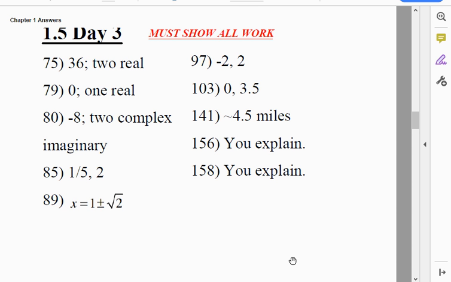85, the two answers are 1/5 and 2. 89, the two answers are 1 plus the square root of 2 and 1 minus the square root of 2. 97, the two answers are plus or minus 2. 103, it's 0 and 3.5. 141, it's approximately 4.5. And 156 and 158 are left for you to explain.